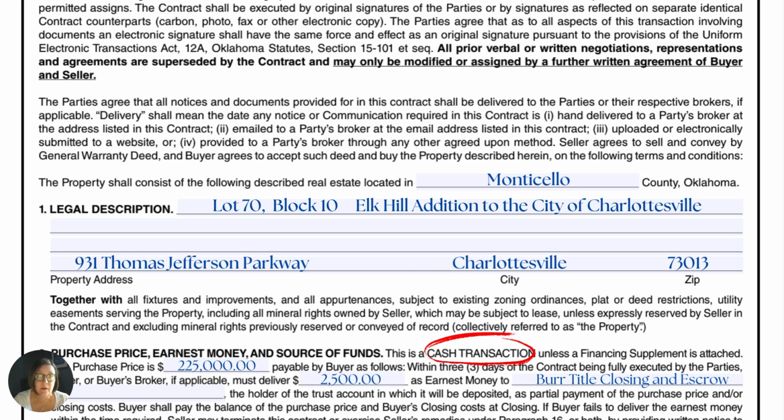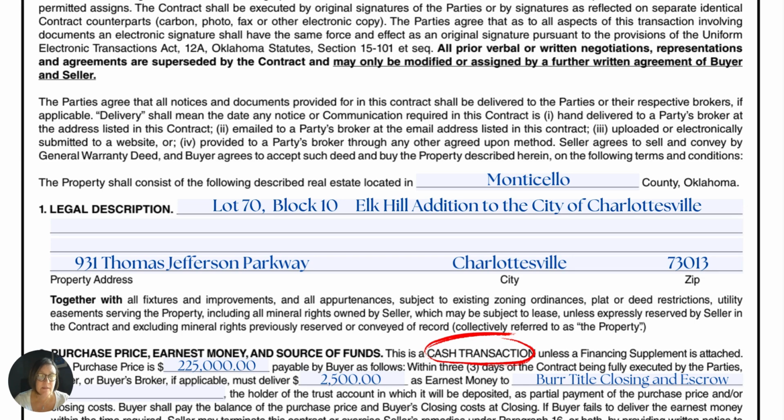Then we're going to get a little bit further down on the first page. Pay attention to what is in bold on the paragraph on the top. It says all prior verbal and written negotiations, representations, and agreements are superseded by the contract and may only be modified or assigned by further written agreement of the buyer and seller. So this means that if the buyer and seller got together after the realtors scattered to go to the paperwork and made some verbal agreements in the driveway, it doesn't matter. If it's not in the contract, it didn't happen.